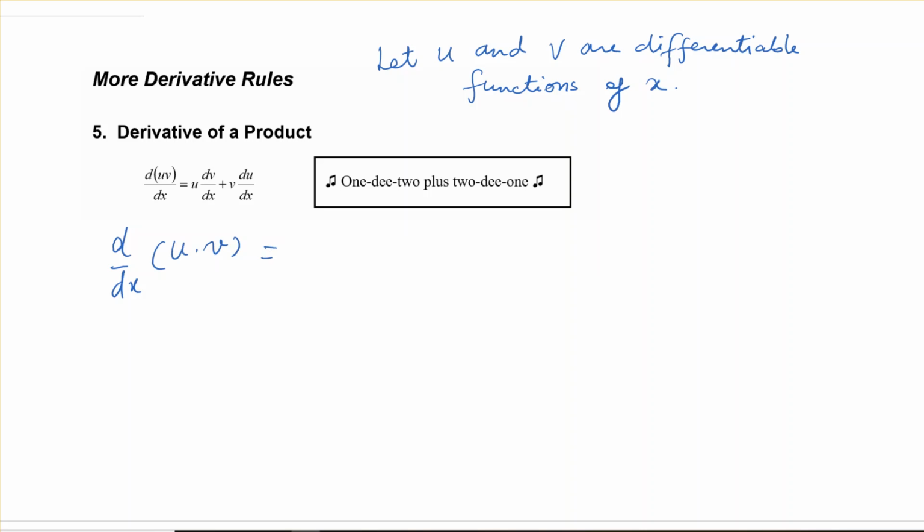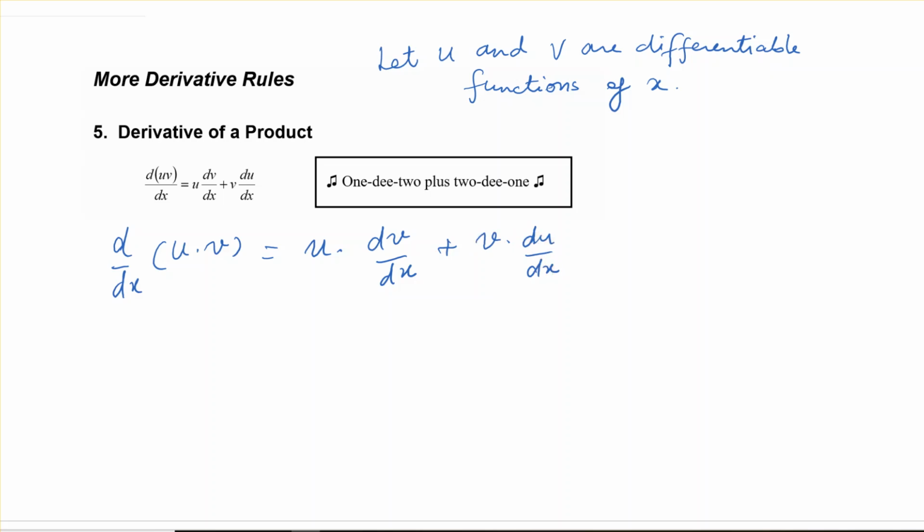You can find the formula using the definition, but I'm not going to do the derivation of the formula. I'm just going to tell you the rule. The derivative of the product is the first function times the derivative of the second function, plus the second function times the derivative of the first function. Or in the other notation, (uv)' is equal to u times v' plus v times u'.